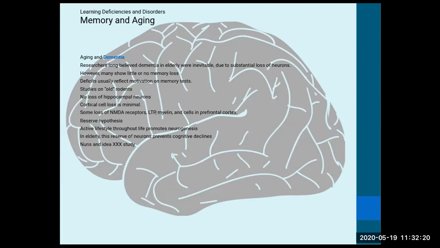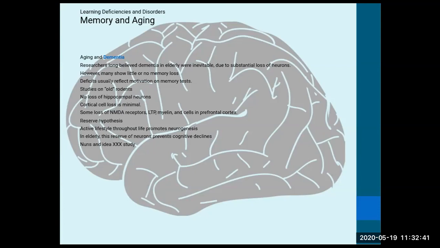We do see some loss of NMDA receptors, so LTP may suffer. Some of the cells may get demyelinated, not to the point of multiple sclerosis, but it may affect the efficiency of firing of neurons. And of course, in the prefrontal cortex, we may see a decline of cells as well.